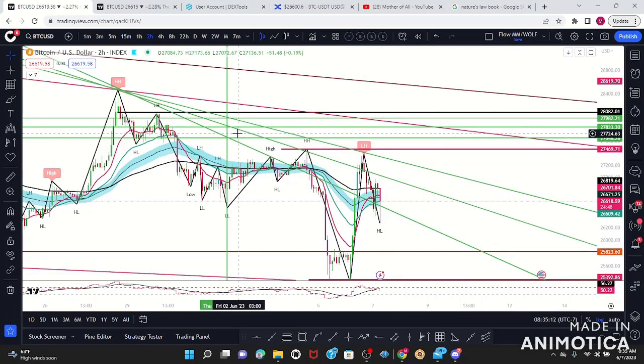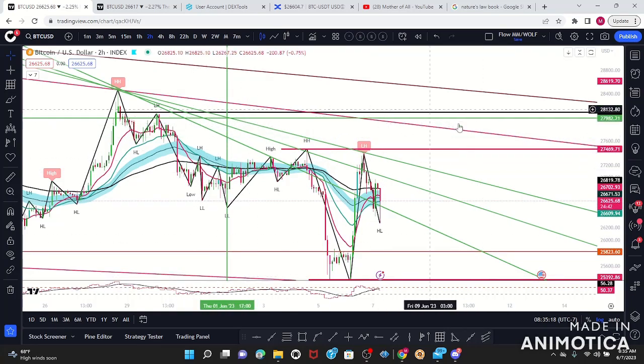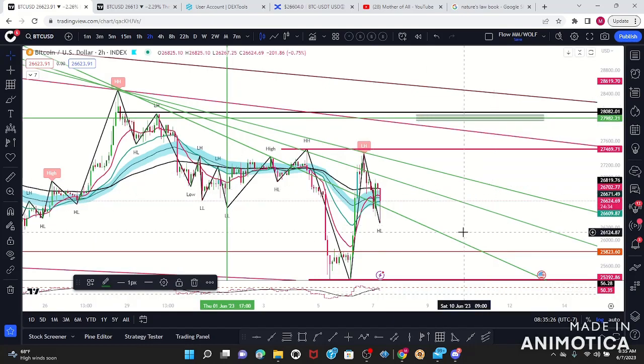I know it's a lot going on here, so I am going to erase just a couple of them. So we're just going to leave it as this being my 4 hour bullish target. Okay, beautiful.